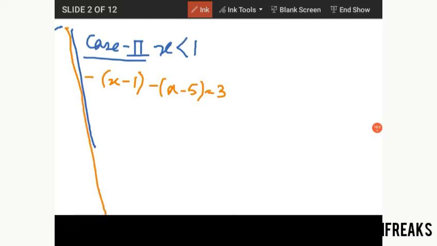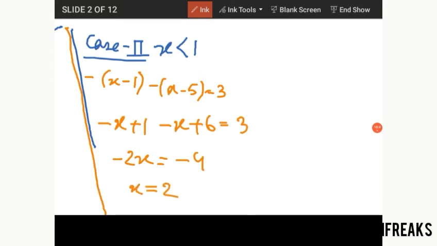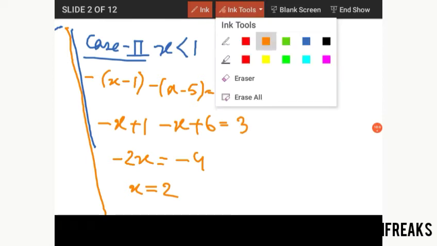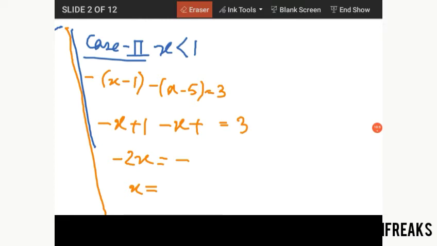Okay, so this will be minus of x plus 1 minus of x plus 6 is equal to 3. So minus 2x is equal to minus 4, or x is equal to 2. Correct? Minus 2. Okay, this will be 5, sorry. Plus 5, so 6 minus 3, so this will be 3 by 2.